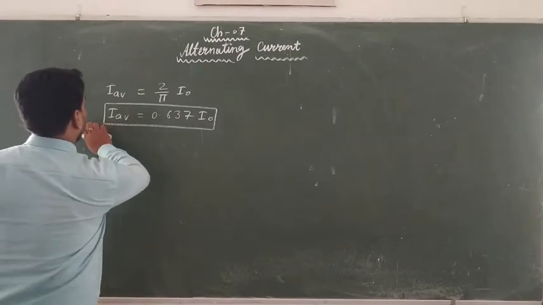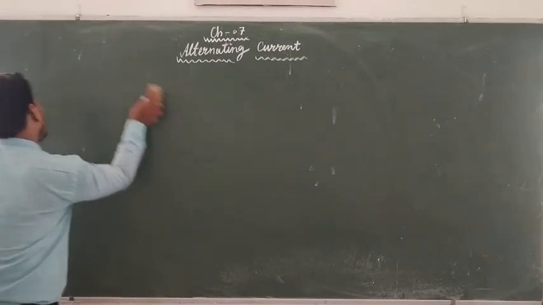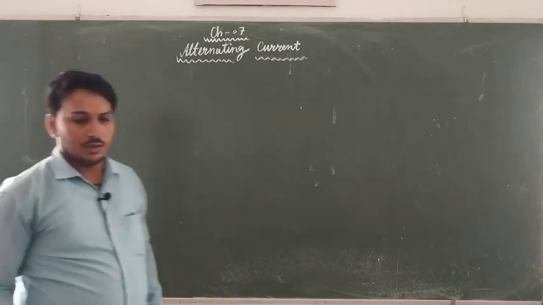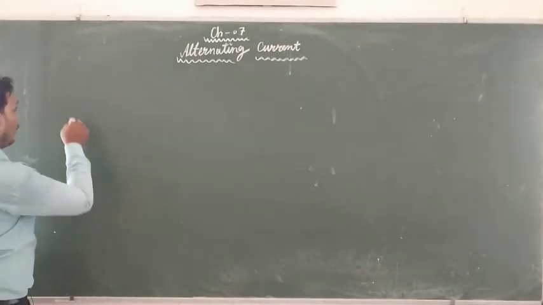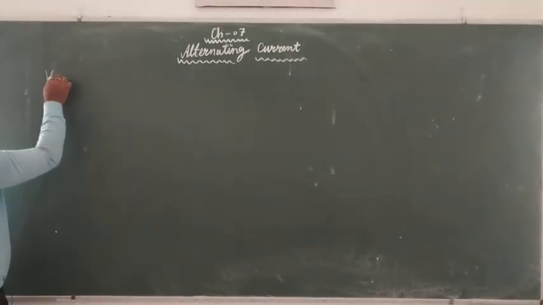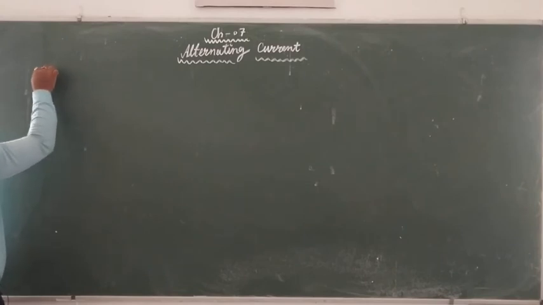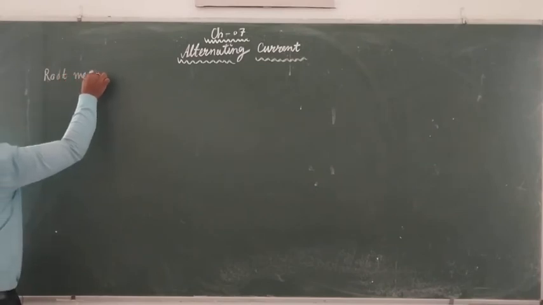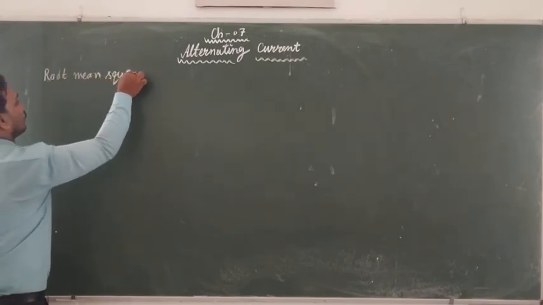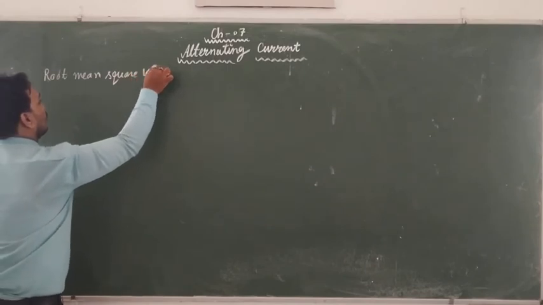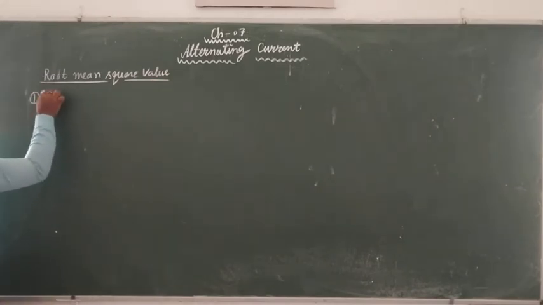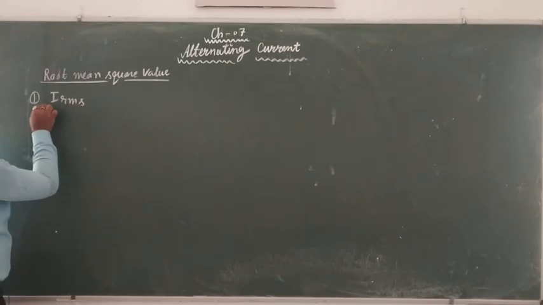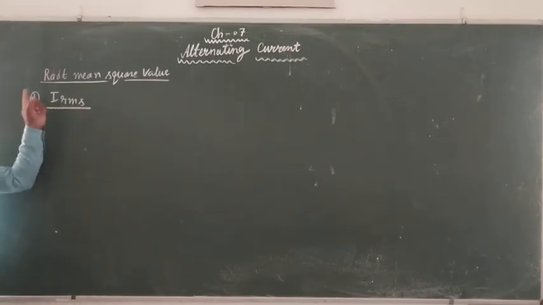We don't calculate the current by charges. Yesterday the concept was charge, the flow of charge. Now today we are going to study a very important one, and that is the root mean square value. First we are going to study it for current, so it is often called IRMS. RMS is root mean square.